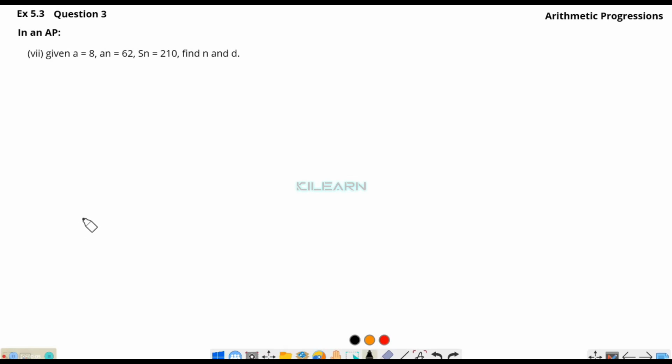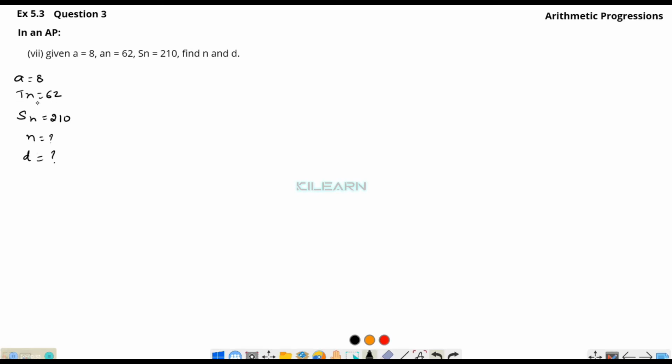Exercise 5.3, question number 3, 7th question in it. Given a is equal to 8, Tn is equal to 62, Sn is equal to 210, find n and d. We need to find the n value and the d value. To find d and n, I have two pieces of information given.